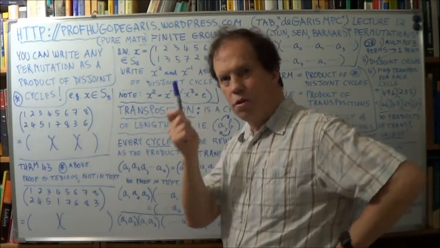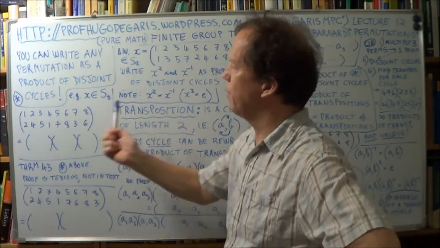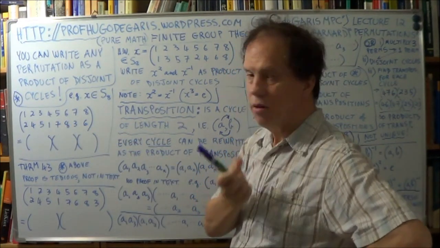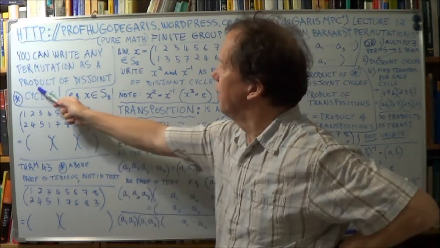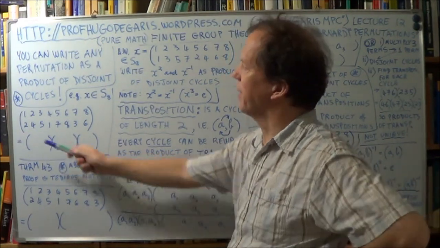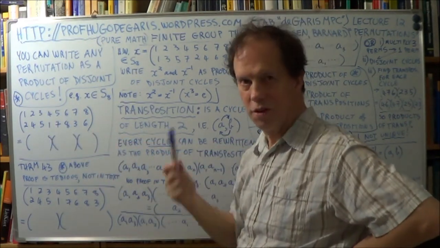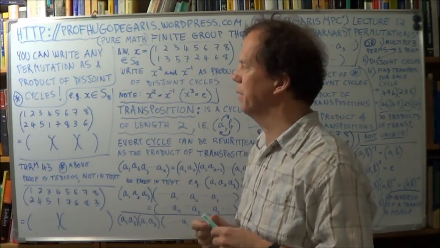Now I can show you a method. You can take any permutation and rewrite it in the form of a product of disjoint cycles. I've left it blank here. I want to show you how it's actually done, so you'll see me doing it live, so to speak.